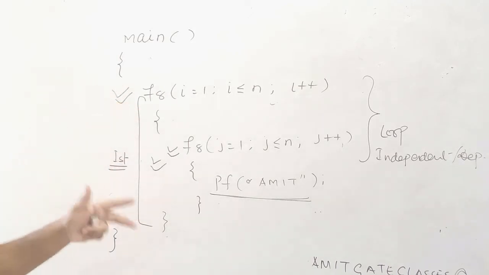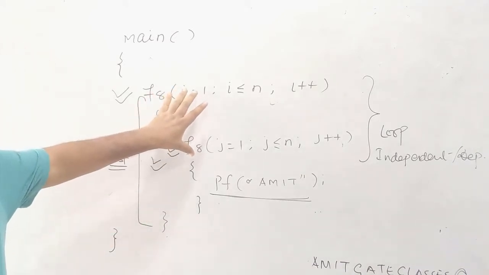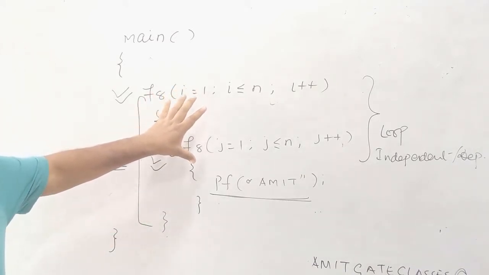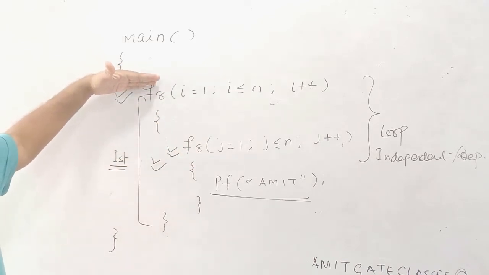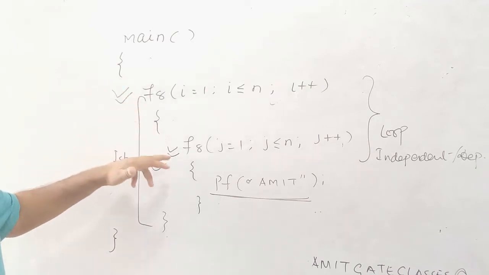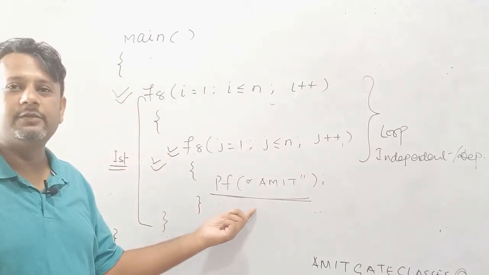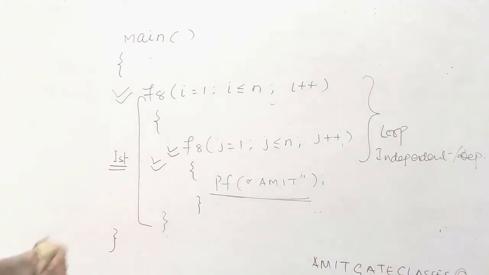Whenever nested loop is given and you need to find out the complexity of that problem, simply check if both these loops are independent to each other. That means simply calculate how many times this loop is going to run, how many times this loop is going to run, and simply multiply these two, and you will get to know how many times this printf statement is going to run. Let us take this out.